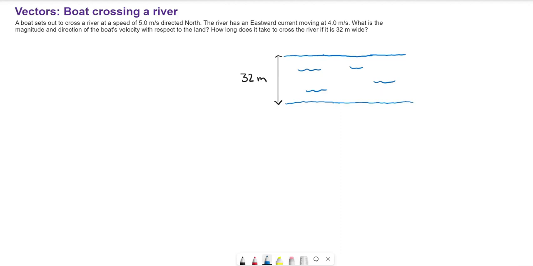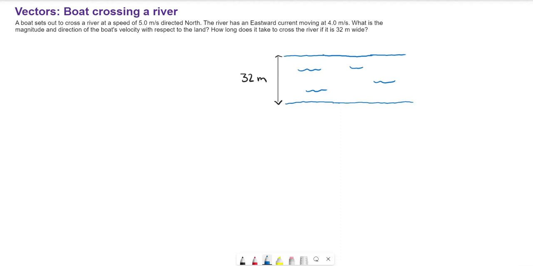So we have a boat that sets out to cross a river at a speed of 5 meters per second directed north. The river has an eastward current moving at 4 meters per second. We want to know the magnitude and direction of the boat's velocity with respect to the land, and also how long it takes to cross the river if we know that the river is 32 meters wide.